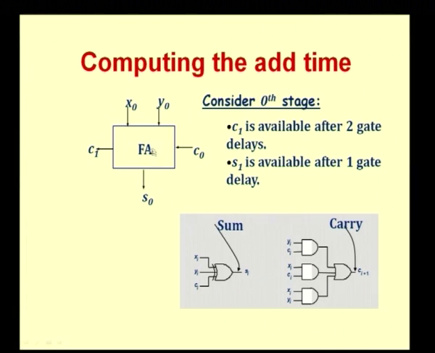Let us take the 0th stage. The 0th stage has these inputs, x naught, y naught and c naught, and produces the output s naught and c1. Now, remember that the carry comes after an AND gate and an OR gate, and the sum, if I use a 3 input exclusive OR gate, is available after 1 gate delay. So, I can say S1 will come after 1 gate delay, whereas the carry 1 is available after 2 gate delays. So, this is at the 0th stage.